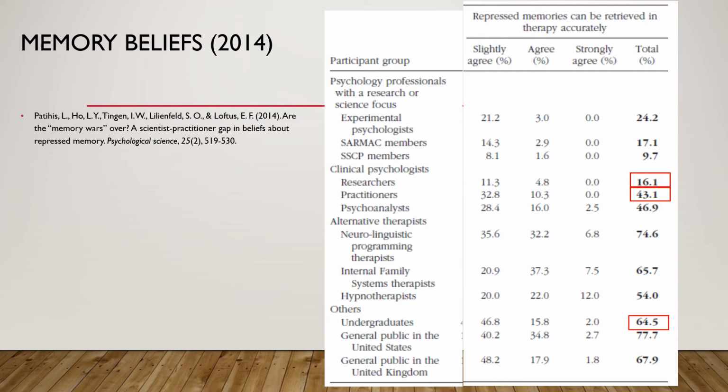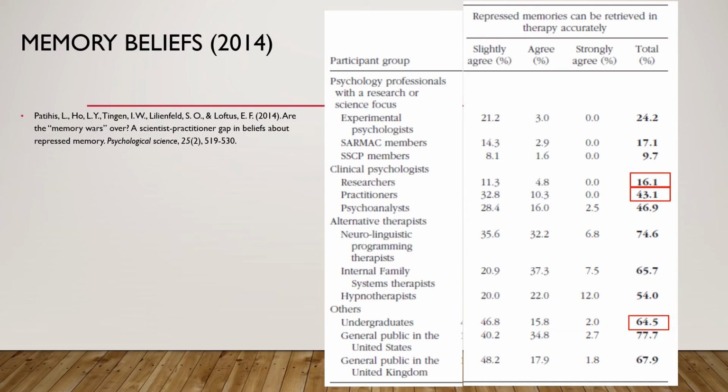So you can see what we called a scientist-practitioner gap in beliefs about repressed memories there. Now, the overall findings here, to simplify them, are that researchers at universities are skeptical of repressed memories, and everybody else is not so skeptical about repressed memories.